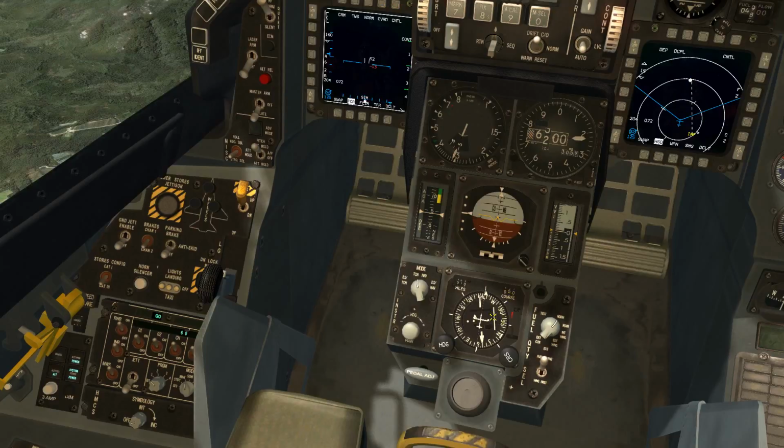Of course, the deviation indicator is centered, and now you're all set up to make that lead turn onto the radio, onto the arc. So that's what we're going to do in this instance here. And just to back up, just to talk a little bit more about how we're approaching the TACAN station.